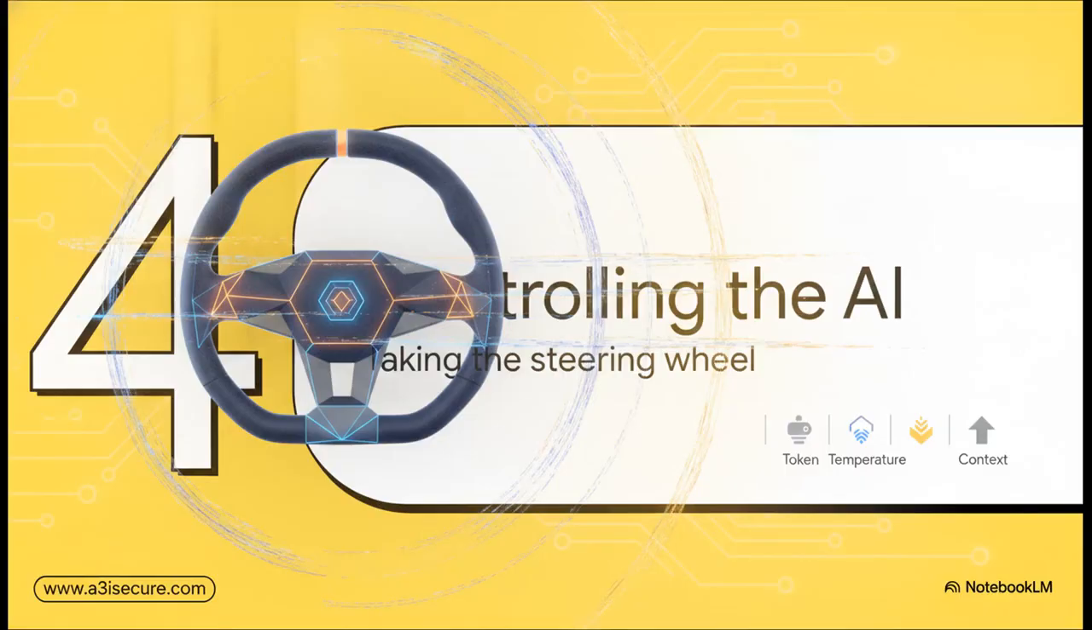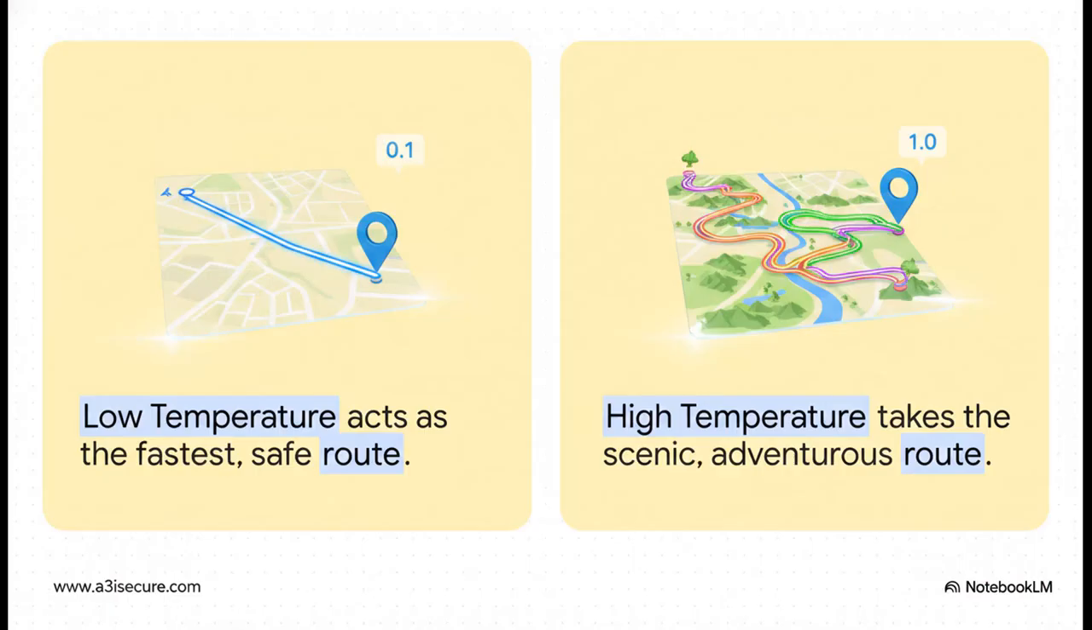All right, now for the fun part. Section 4, controlling the AI. Let's look at how you can get into the driver's seat. The very first control you have is a setting called temperature. You can tweak the temperature setting just like the GPS navigator in your car.